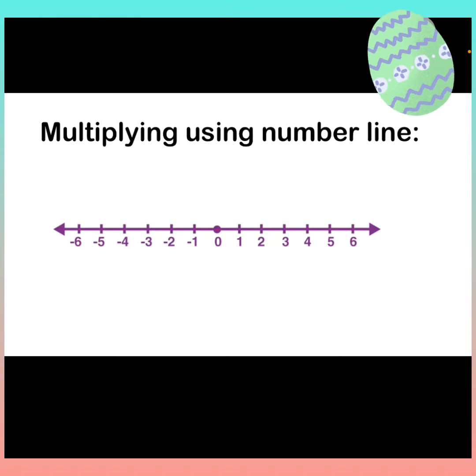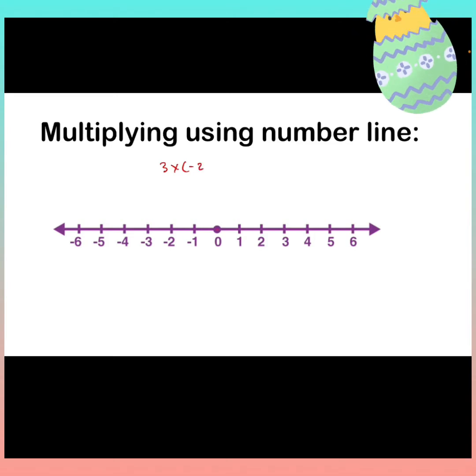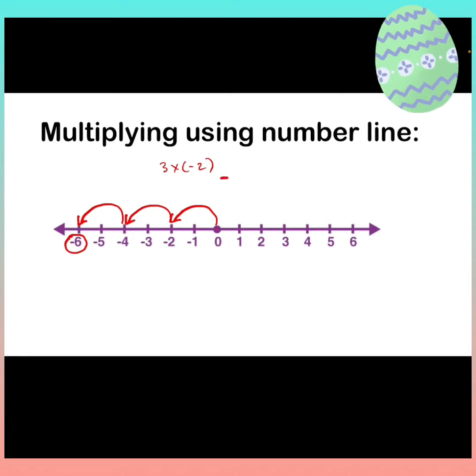Now let's see multiplying using a number line. If I have a question like 3 groups of negative 2, that means I have to make 3 jumps of negative 2. I have to start from 0. Negative 2, 1 jump. Again 1, 2, count. Each time you have to move negative 2. So 3 jumps. When we make 3 jumps of negative 2, I'm going to get negative 6. So that is my answer, negative 6.